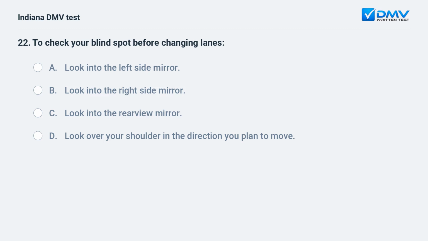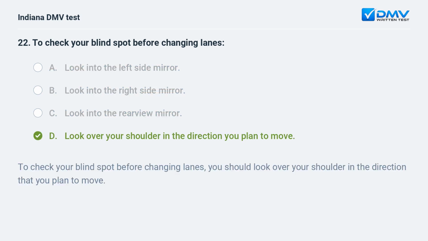To check your blind spot before changing lanes? A. Look into the left side mirror. B. Look into the right side mirror. C. Look into the rearview mirror. D. Look over your shoulder in the direction you plan to move.